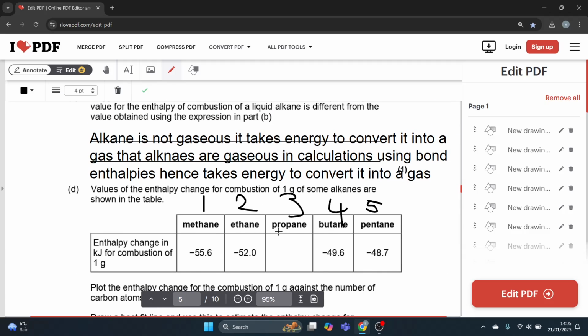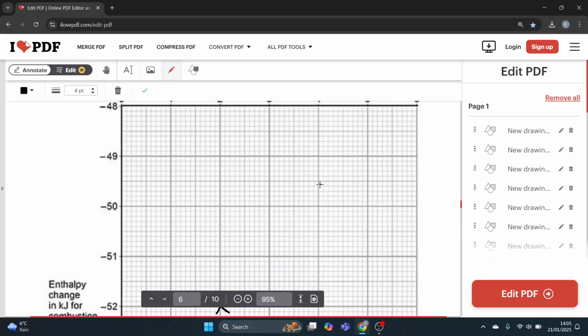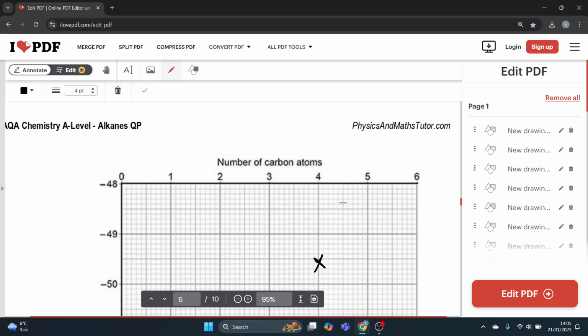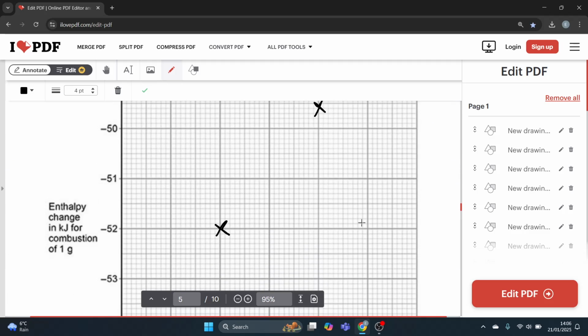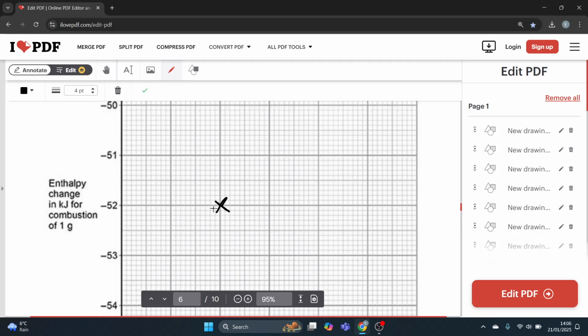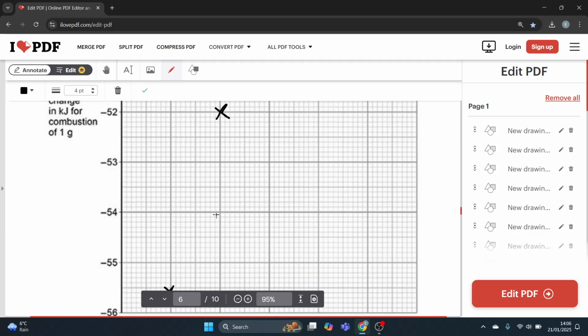Obviously, that's what we're trying to find. Butane, 4 carbon atoms, minus 49.6. Pentane, 5 carbon atoms, minus 48.7. And then what we'd have to do is draw a smooth best fit curve, because definitely can't do a line here. So it should be a smooth curve.